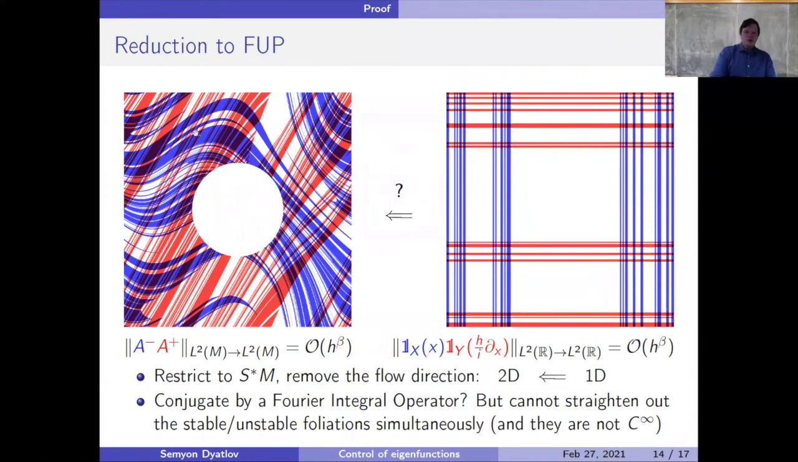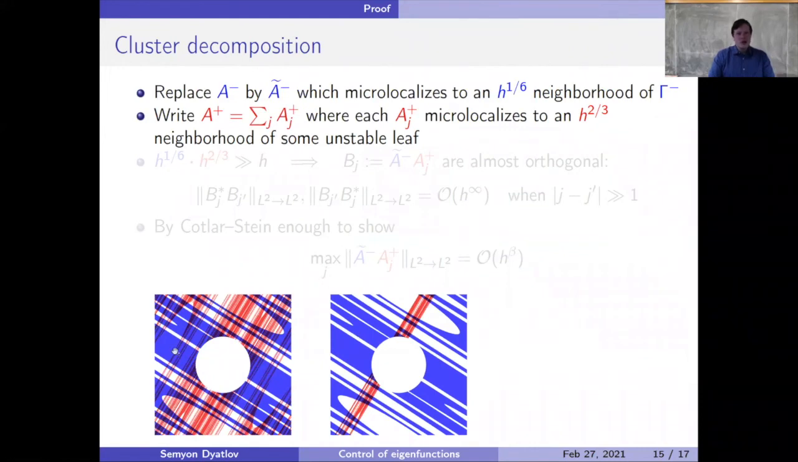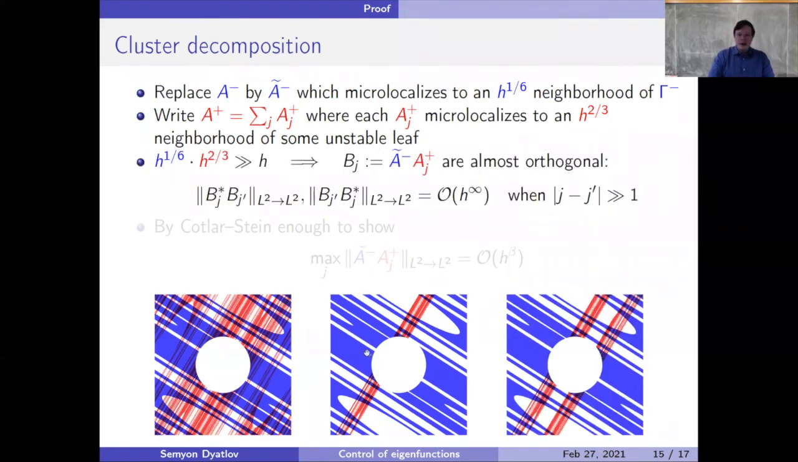But in general, you cannot do this because the foliations are actually not C-infinity. And so the way you do it is you fatten out your blue set, you split your red set into a bunch of smaller pieces, which are spaced h to the 2/3 apart. And then the fattening of the blue set is useful because then the product of this fattened blue operator and the individual red operators that correspond to individual red pieces in this picture are almost orthogonal. So you can show that.